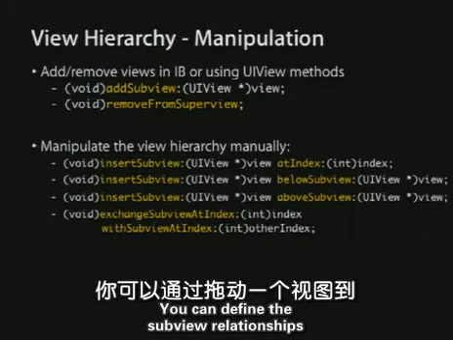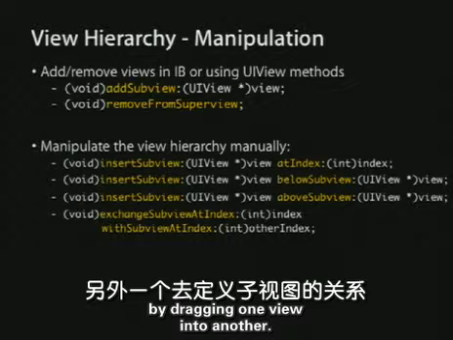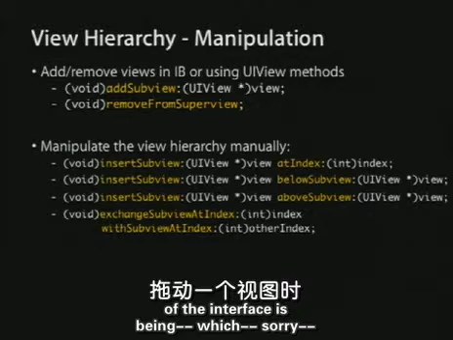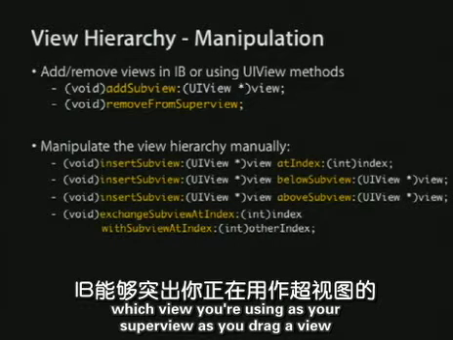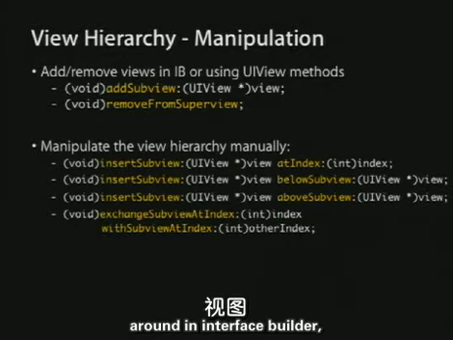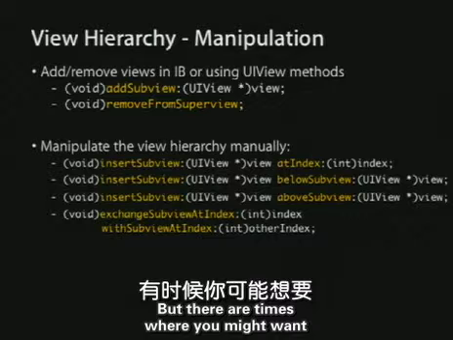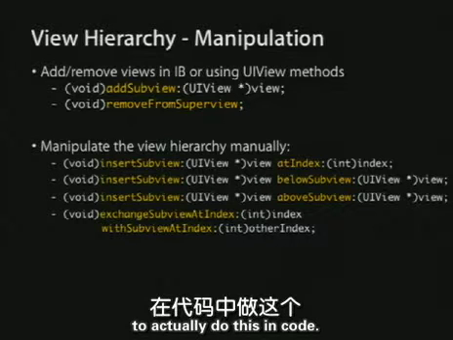You can define the subview relationships by dragging one view into another. Interface Builder highlights which view you're using as your superview. As you drag a view around in Interface Builder, it'll highlight whatever view is going to become that view's superview when you drop. But there are times where you might want to actually do this in code.